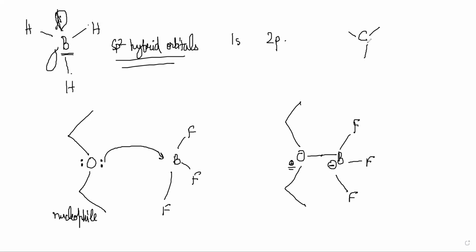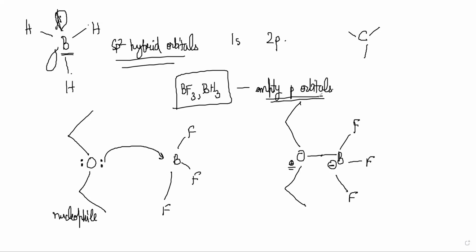No, it will not be like they will have empty orbitals. BF3 and BH3, right? These are examples of compounds that have empty p orbitals. However, this is unlikely to happen when you have carbon compounds. With carbon, every time it will be 4 bonds, right?